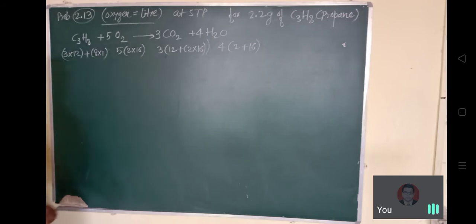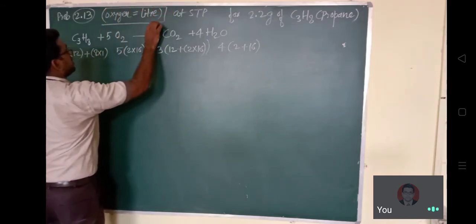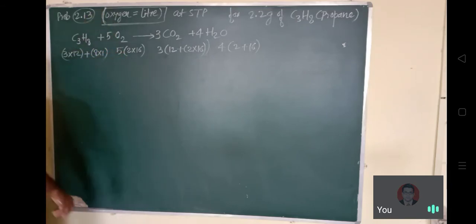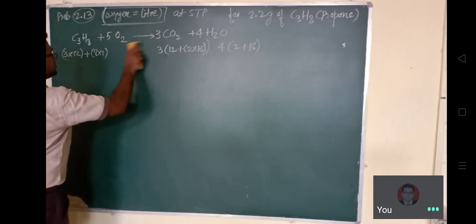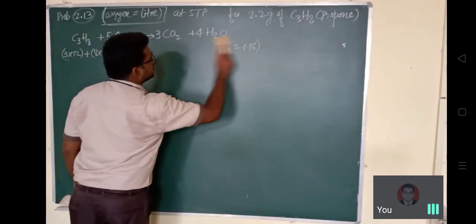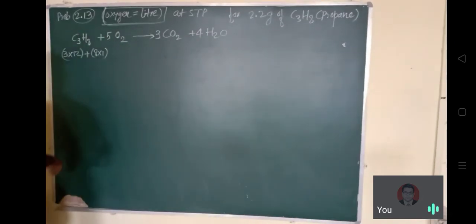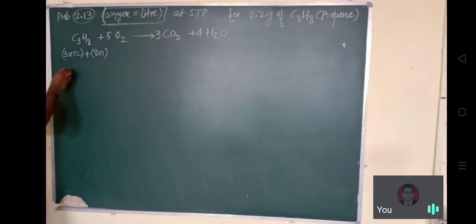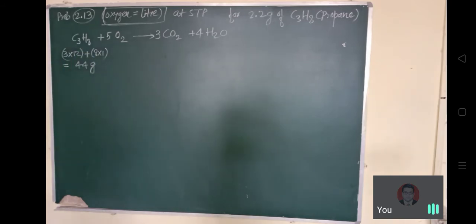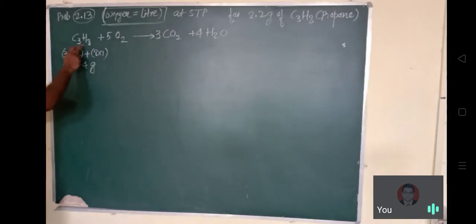But look at this quantity, oxygen. They have asked to find out oxygen in terms of liters. So right now we have written this in terms of mass. Now we will convert this and write it in terms of liters. There is no use for the product side, the right side. Look at this: the answer for C3H8 in terms of grams is 44 grams. So 44 grams is the mass for C3H8, for propane.